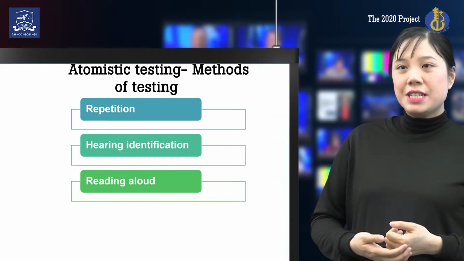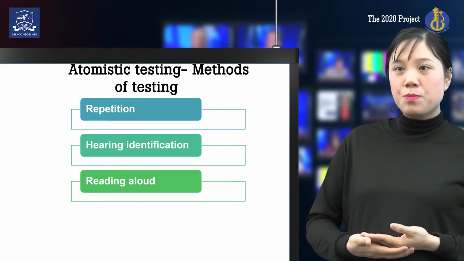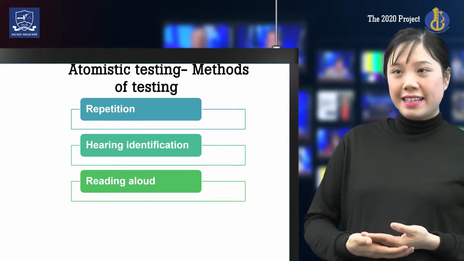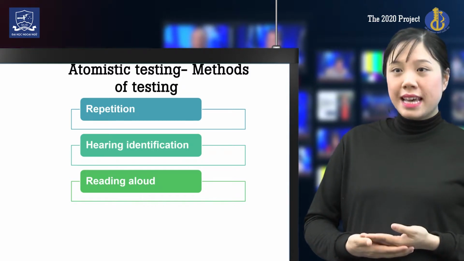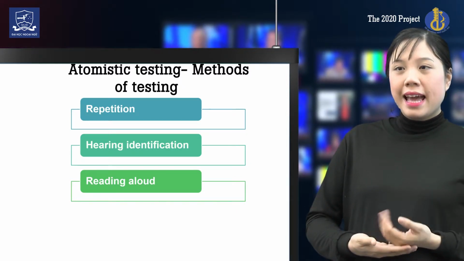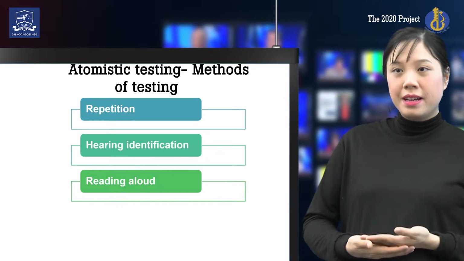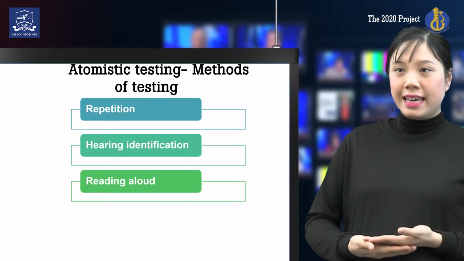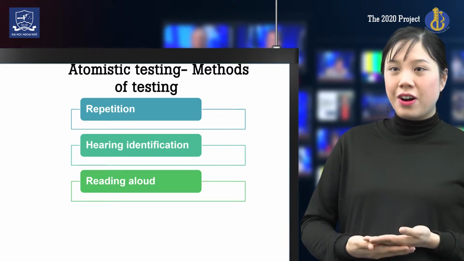2. Hearing identification. Another way of testing beginners as well as more advanced learners is hearing identification. Good pronunciation is dependent on our ability to hear the language. It can consist of recognizing sounds in minimal pairs, the fall or rise in intonation, or identifying stress in words or sentences.